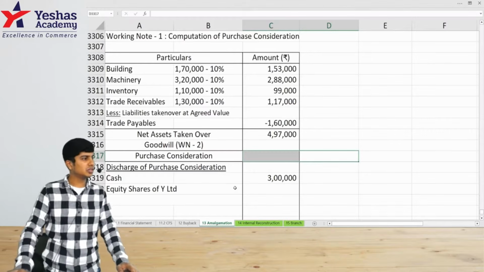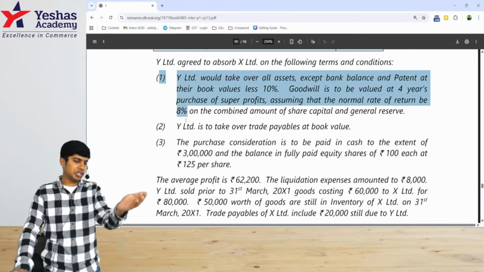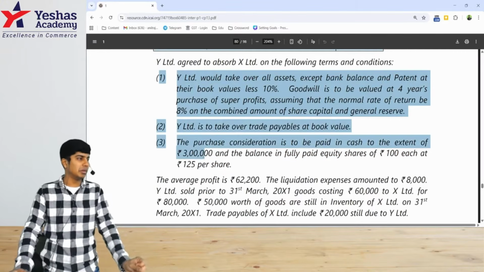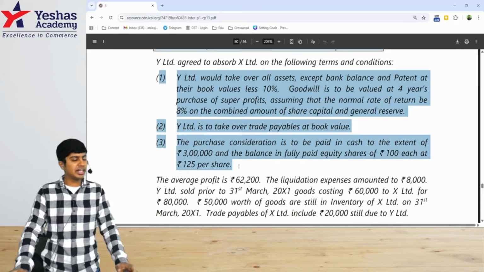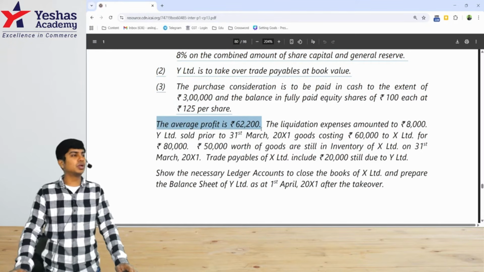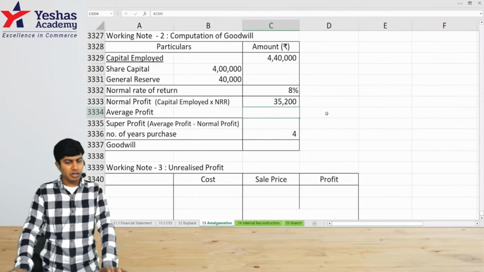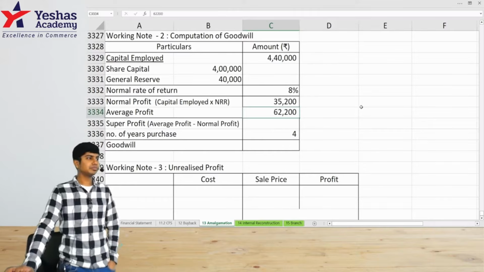I hope everybody understood. Very nice. Next, basically, I'm trying to do the question in the order of the data given so that nothing will be missed. Have we finished 1, 2, 3 adjustments? Read this. Average profit is 62,200. Take here in our goodwill computation, average profit 62,200.